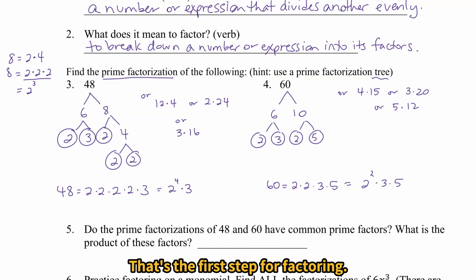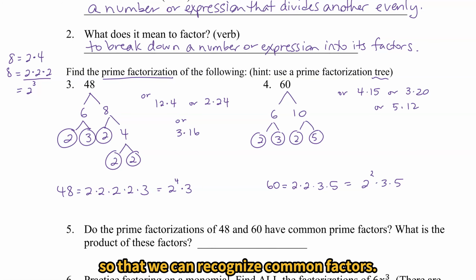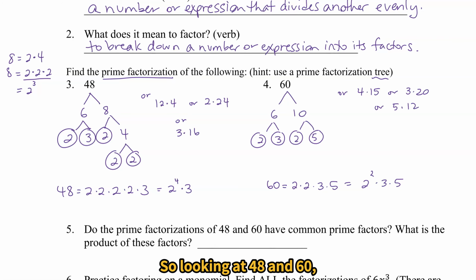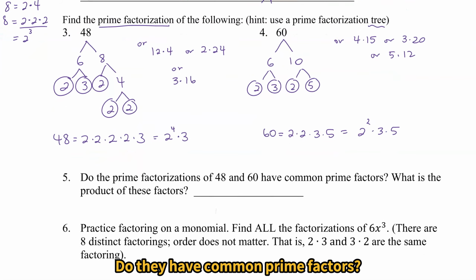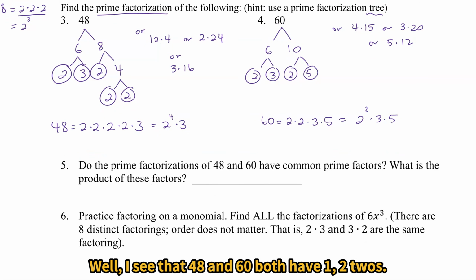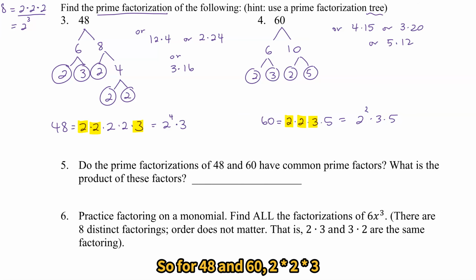That's the first step for factoring. We want to be able to take the coefficients and break them down so that we can recognize common factors. So looking at 48 and 60, do they have factors in common? Do they have common prime factors? Well, I see that 48 and 60 both have two 2's, and I also see that they both have a 3. So for 48 and 60, 2 times 2 times 3 is what they have in common.